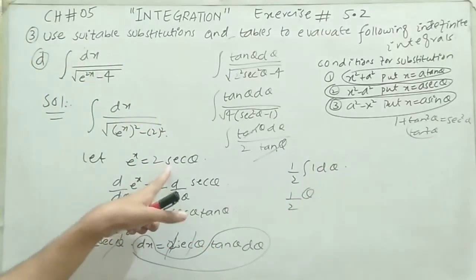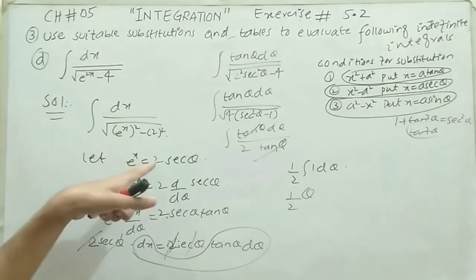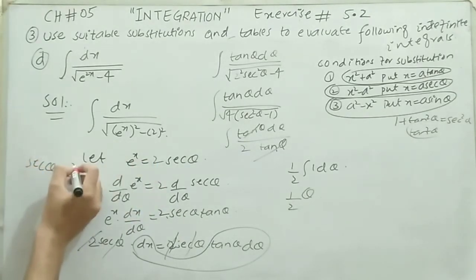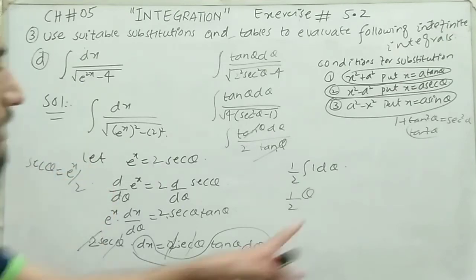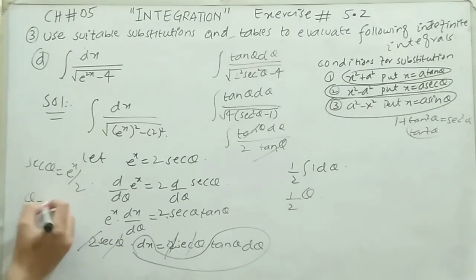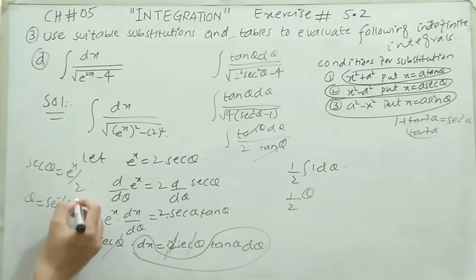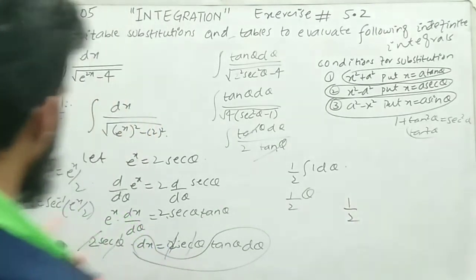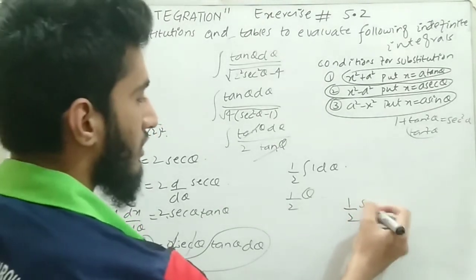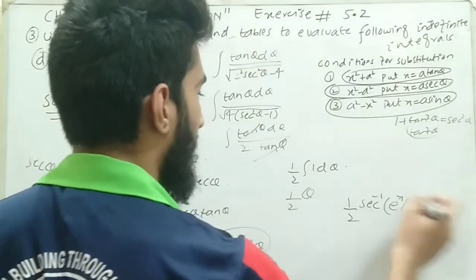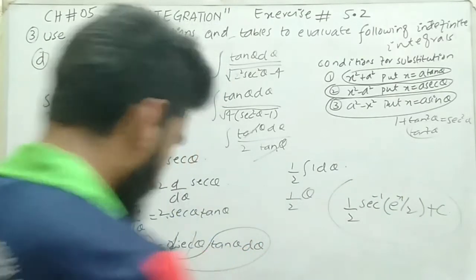From here the value of theta will be, you know that secant theta will be equal to e power x divided by 2. But here we need theta, so secant will come to the right hand side. It becomes theta is equal to secant inverse of e power x divided by 2. So putting the values, it becomes 1 over 2 times secant inverse of e power x divided by 2, plus constant of integration. This is the required answer.